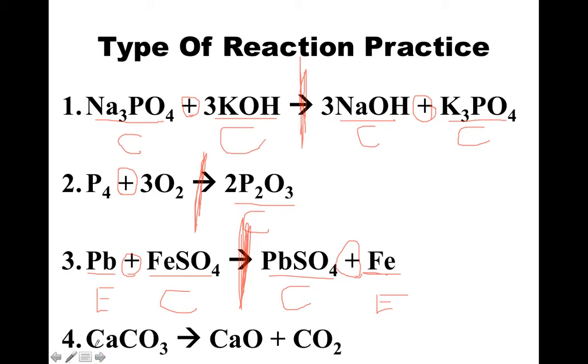Then the last one, number 4. When I look at this one, CaCO3, oops, I forgot to draw my line down the arrow. That right there is a compound. Then on the right-hand side, I got a plus sign. So it's one thing broken down into 2 smaller things. I got a compound, and then I have an element. But the bottom line is I only have one thing on the left-hand side, and that would be decomposition.